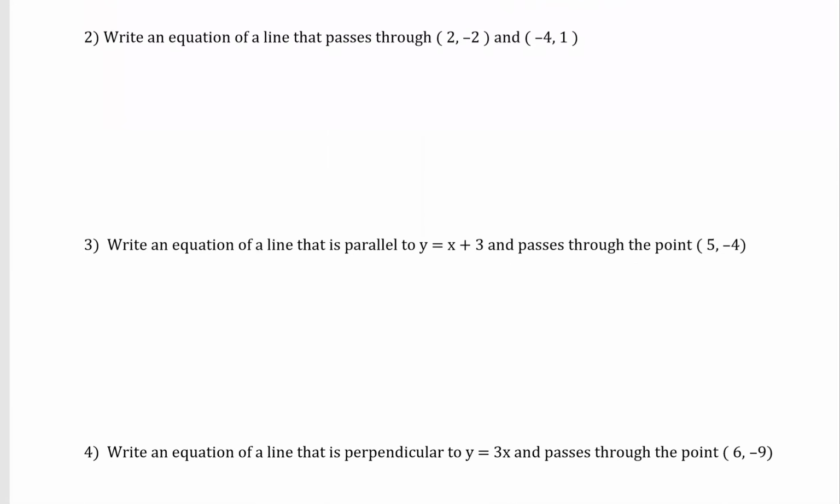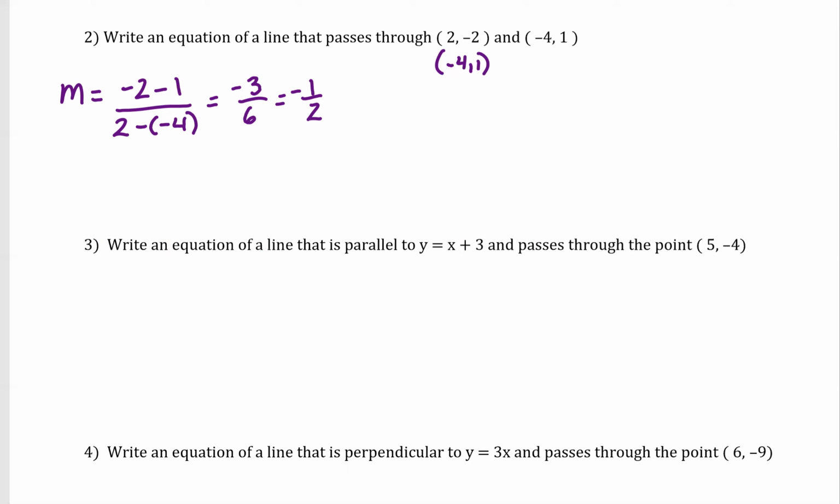Example 2. Write an equation of a line that passes through the points 2, negative 2, and 4, negative 4, 1. Well, we need a slope. Whenever you're given 2 points, you're pretty much going to have to find the slope. Now you can decide which point you would like to use. It doesn't matter because both of the points are on the line.